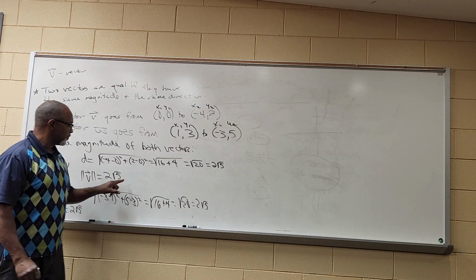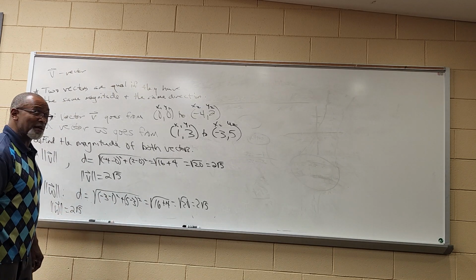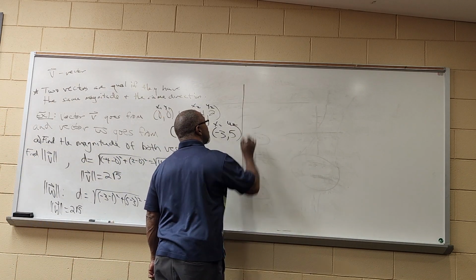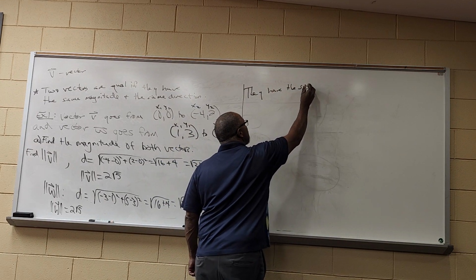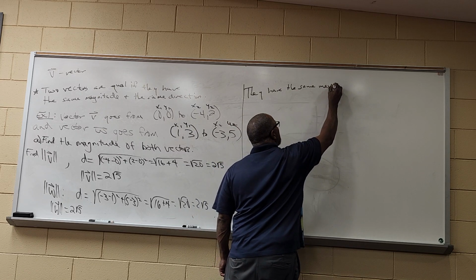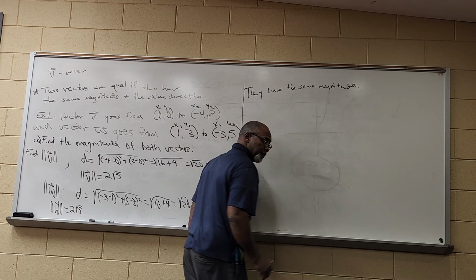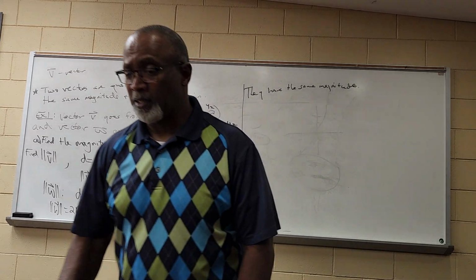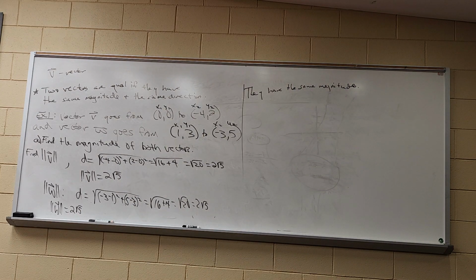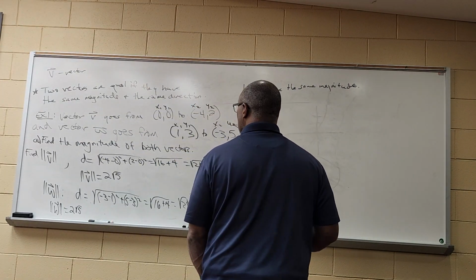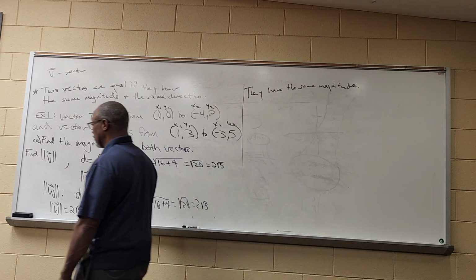So for V, the length of V was 2 square root of 5. For W, the length of W was 2 square root of 5. So they have the same magnitude. Okay. Those two vectors have the same magnitude. Now the question becomes, do they have the same direction? Because again, two vectors are equal if they have the same magnitude and the same direction.